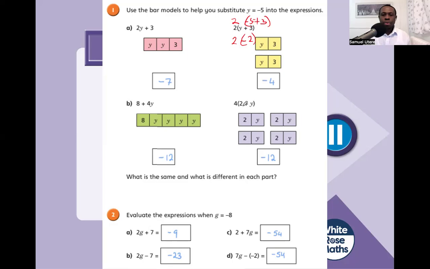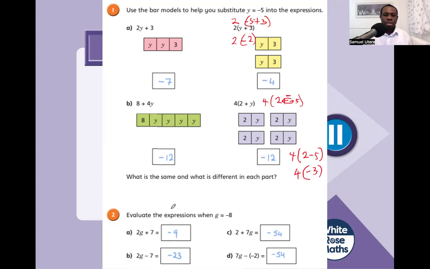Here we'll have 4, and then we have 2 add. The addition is still there, but we have -5. Now, remember what we learned, that these two next to each other is negative. So this is like saying 4 bracket 2 minus 5. And of course, 2 minus 5 is -3. So 4 times -3 is -12.